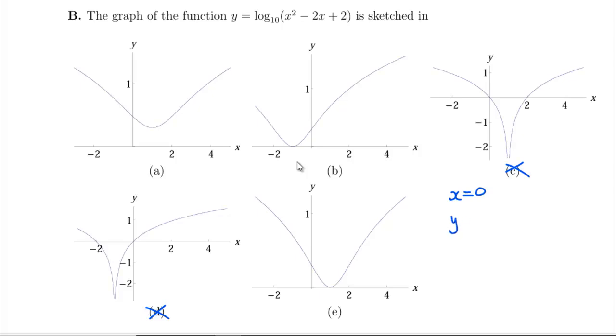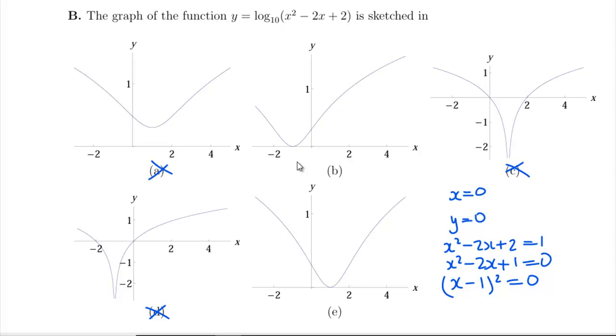Then for y equal to 0, the bit in brackets would have to be equal to 1. So we've got x squared minus 2x plus 2 is equal to 1. Take the 1's off: x squared minus 2x plus 1 is 0. So that factorizes: x minus 1 squared. So x is 1 when y is 0. So not A, not B, E.